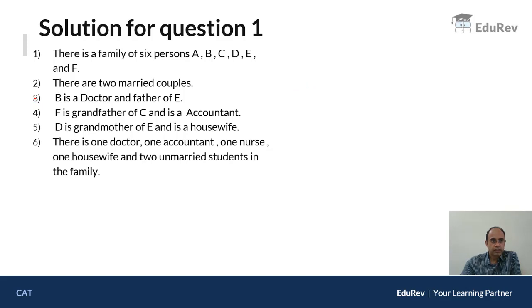So let's start with the third statement. B is a doctor. We will write the profession in brackets. B is a doctor and a father of E. He's a father, therefore he has to be a male. And he's a father of E. Right now, nothing has been said about E, whether E is a son or a daughter, so I cannot write the gender sign. B would be married to somebody. And this is statement 3.